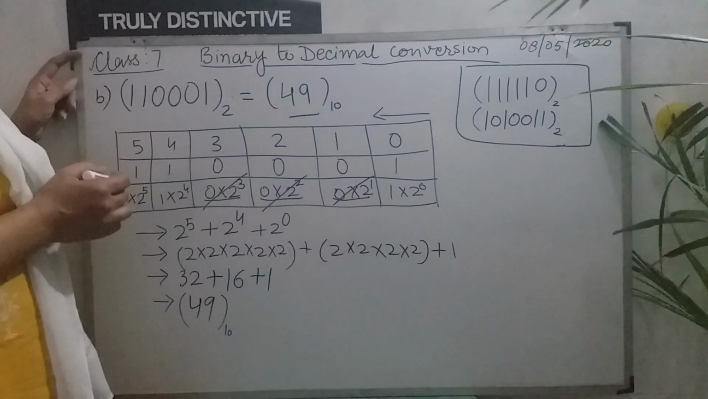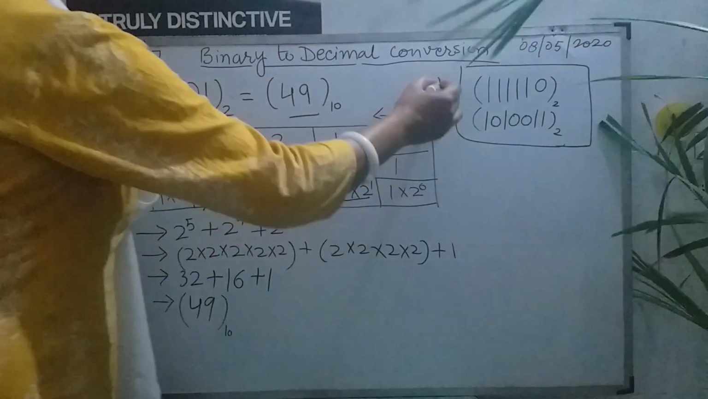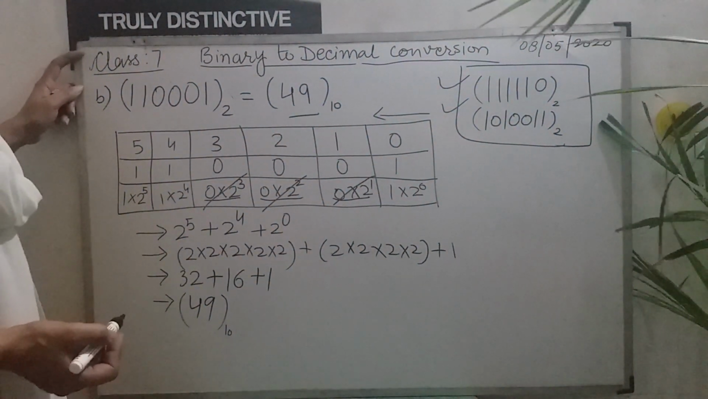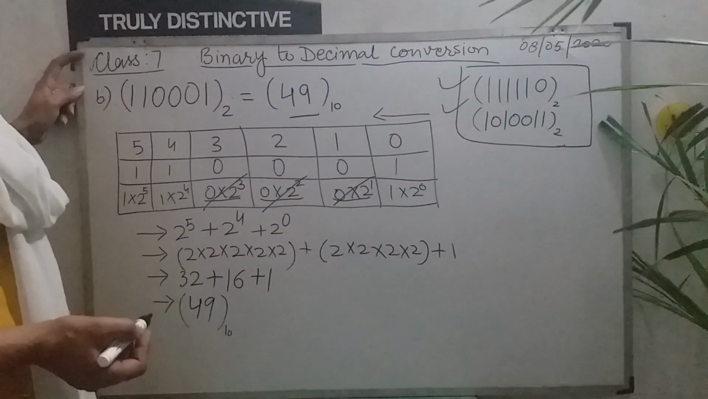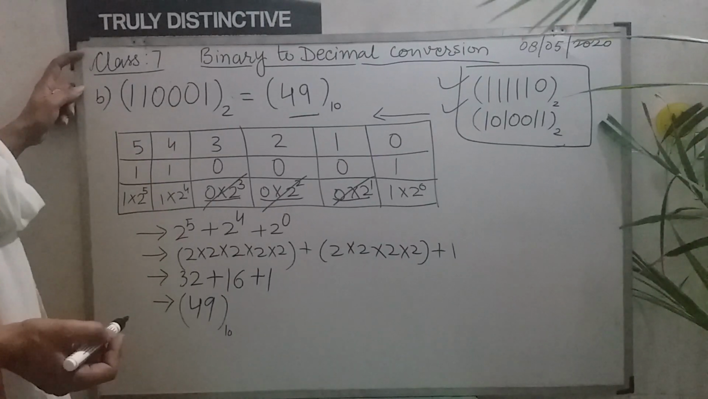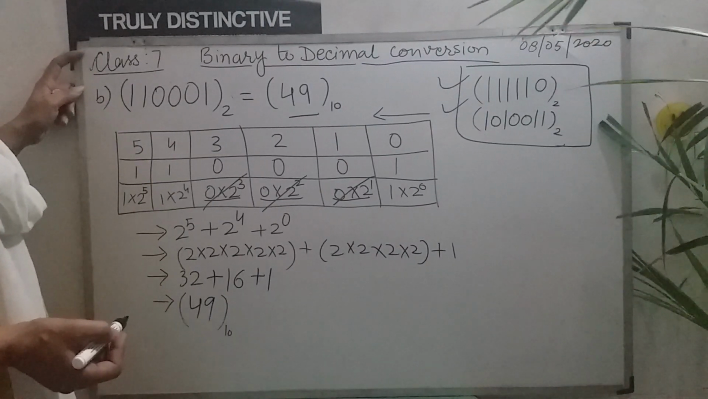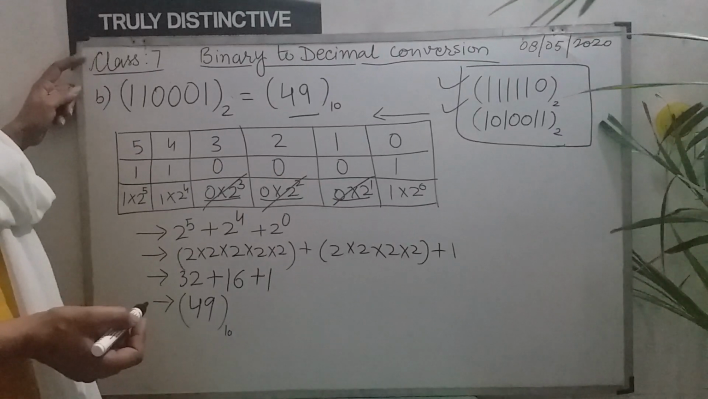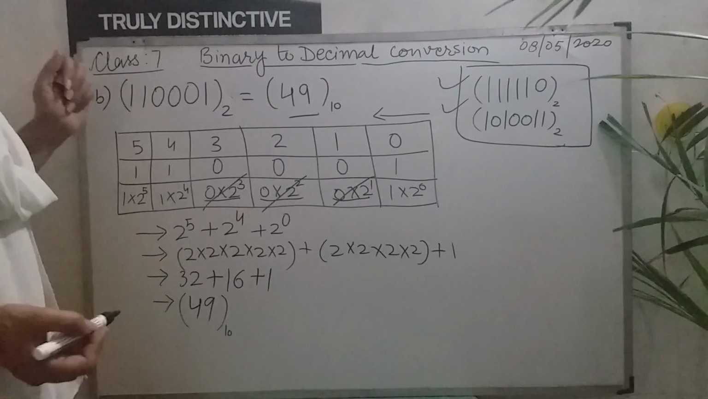And this is your homework. These are the 2 numbers. The first number is 11110, and the second number is 1010011. These 2 numbers you have to convert into decimal numbers.